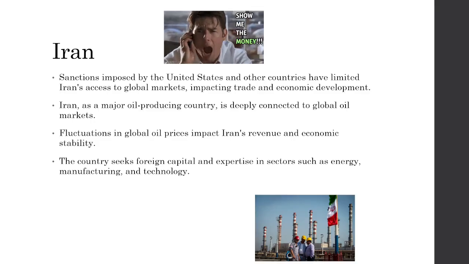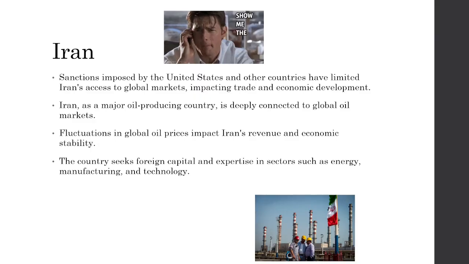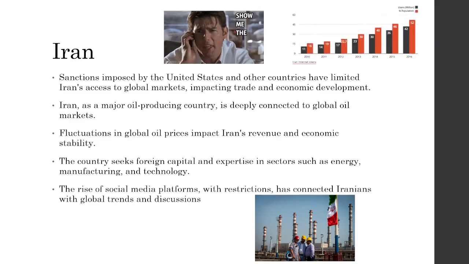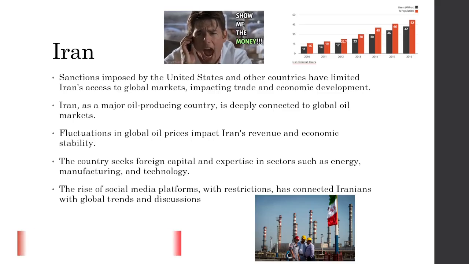The country has been seeking foreign capital and expertise and investments in other sectors besides the oil industry. And this is like energy, manufacturing, and technology. And these are efforts to limit their commodity dependence on oil. It's also notable to say that the rise of social media platforms has been integrated into Iranian culture. There have been restrictions on them, and there have been times when the government has shut down the internet, but global trends and discussions can be found in Iran.